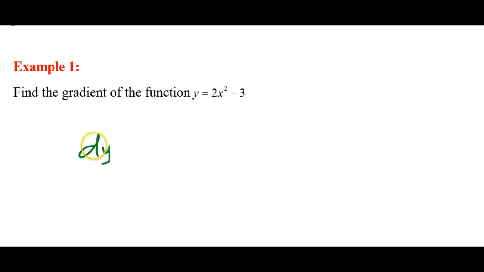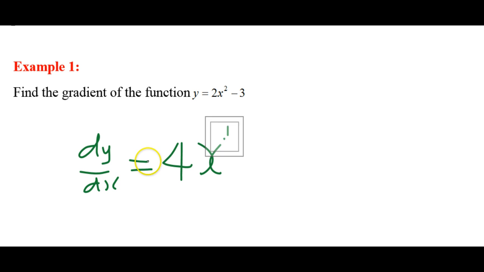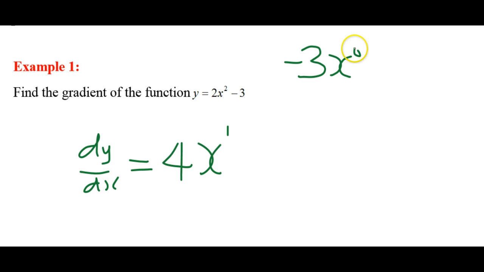So to find dy/dx, we'll have 2 times 2, which is 4, then x to the power 1, which you can choose not to write the 1. And then the negative 3 here means there is an x to the power 0 to it. But normally we don't write it. Every constant has a variable x to the power 0, and so x to the power 0 times the negative 3 will give me 0.